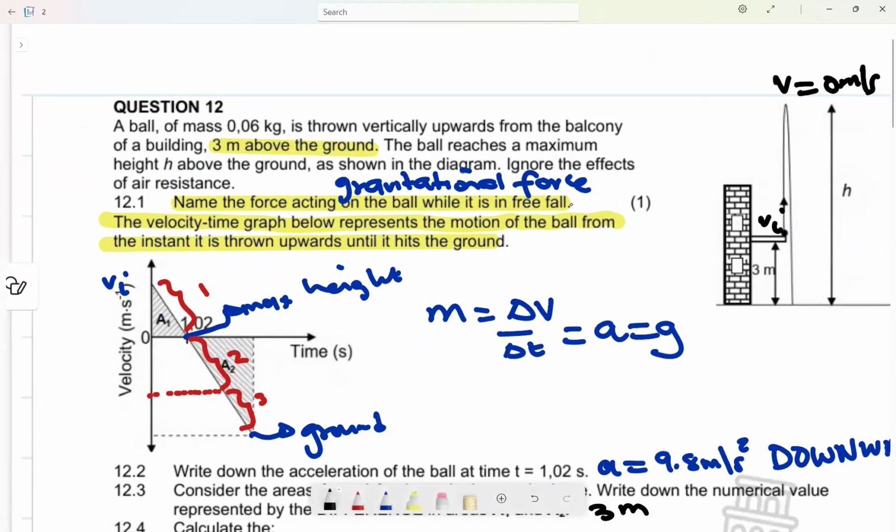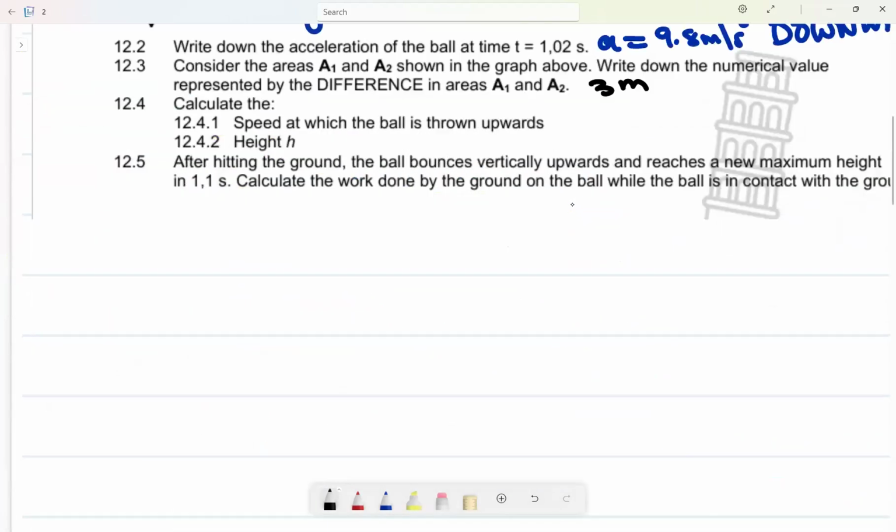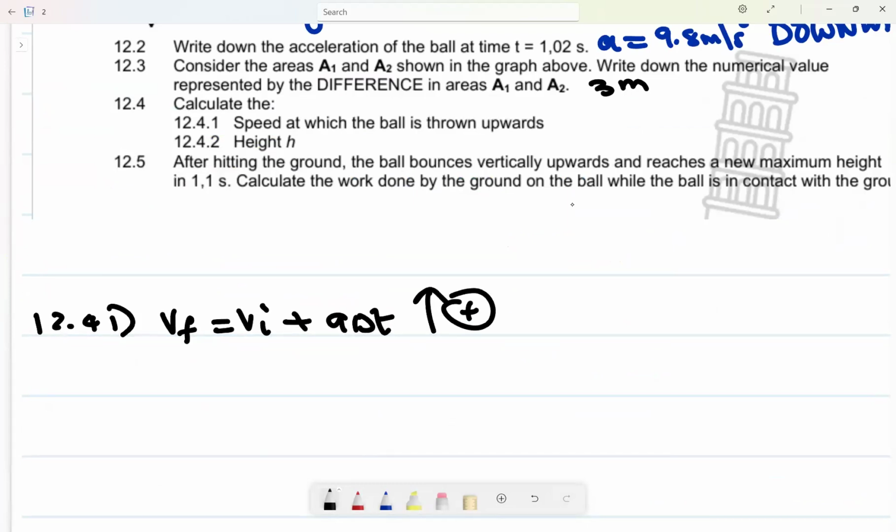It means now I can use this formula, 12.4.1. Vf is equal to Vi plus a change in time, and choose what? Upwards as positive. What is Vf? Vf is 0 at the maximum height. Initial velocity is what I'm looking for. Plus acceleration will be negative. Why? Because I choose upwards as positive. What is my time? My time to reach the maximum height I was given as 1.2. Is it 1.2? 1.02.